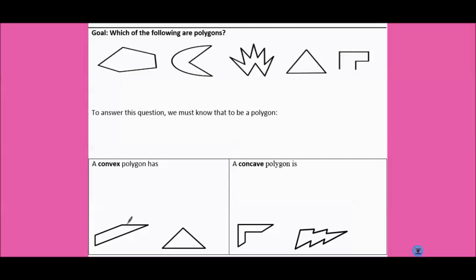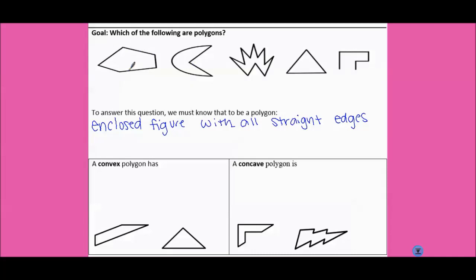So what is a polygon? Here's some shapes, and some of them are polygons and some of them are not. So a polygon is an enclosed figure with all straight edges. So no curves, and it has to be closed, meaning each edge connects to another.